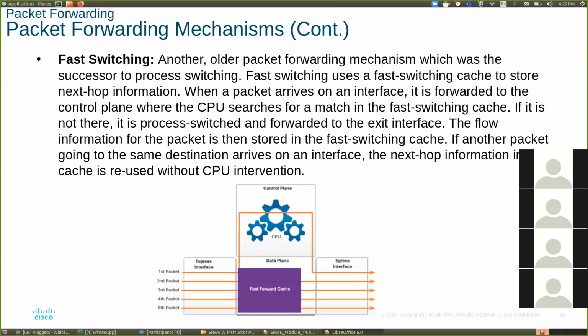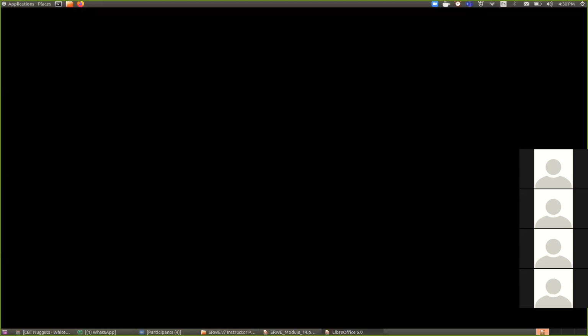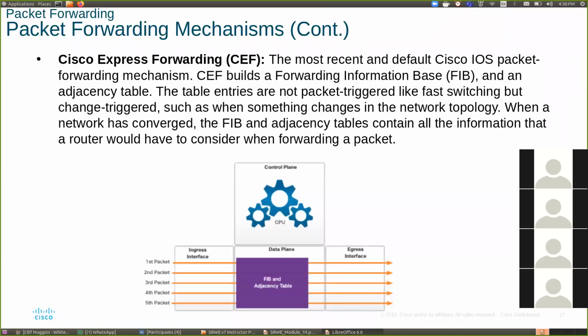So that next time, if another packet comes with the same information, it is not going to be sent to the control plane. That information is going to be fetched from the cache. So this one is a little bit faster, or better, than process switching. Then the final one is called Cisco Express Forwarding. It is the recent one and the default on Cisco IOS.